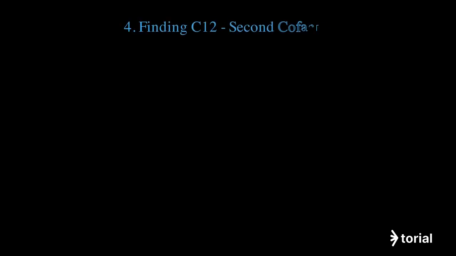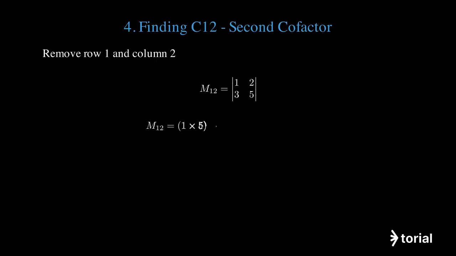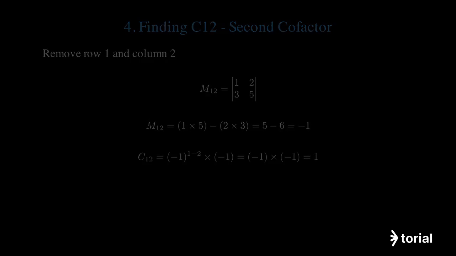Now let's find the cofactor in position 1, 2. For C12, we remove the first row and second column. This gives us the 2 by 2 matrix with elements 1, 2, 3, and 5. The determinant is 1 times 5 minus 2 times 3, which equals 5 minus 6, giving -1. Since 1 plus 2 equals 3, which is odd, the sign is negative, so -1 times -1 equals +1.